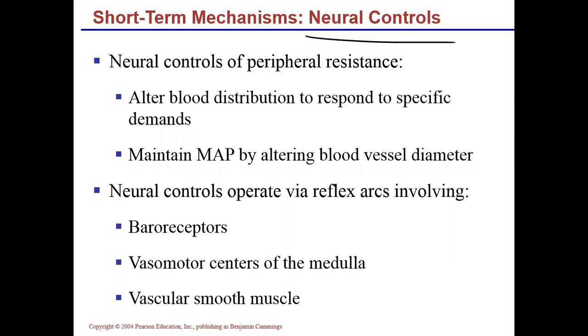All right. So maintaining a MAP requires alteration of the blood vessel diameter. Right. In other words, to control the blood pressure, can you really decrease or increase the length? No. Can you really make your blood more viscous or less viscous?